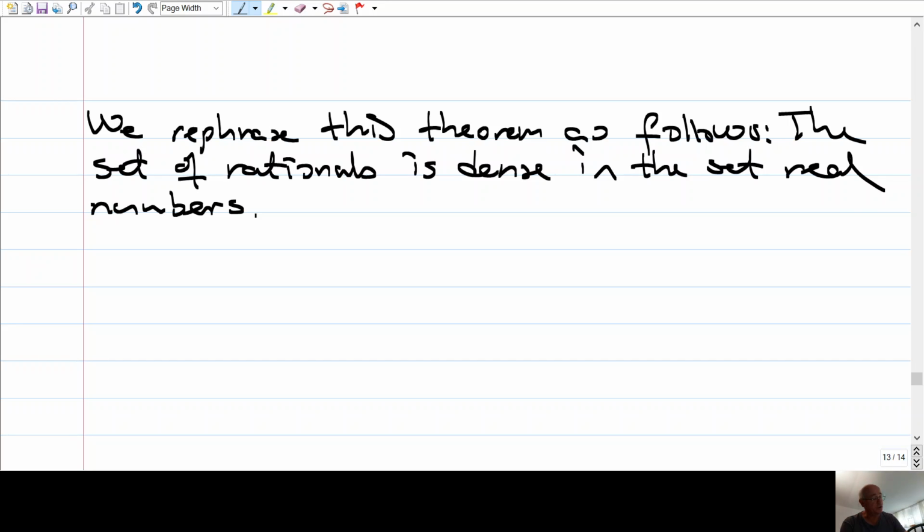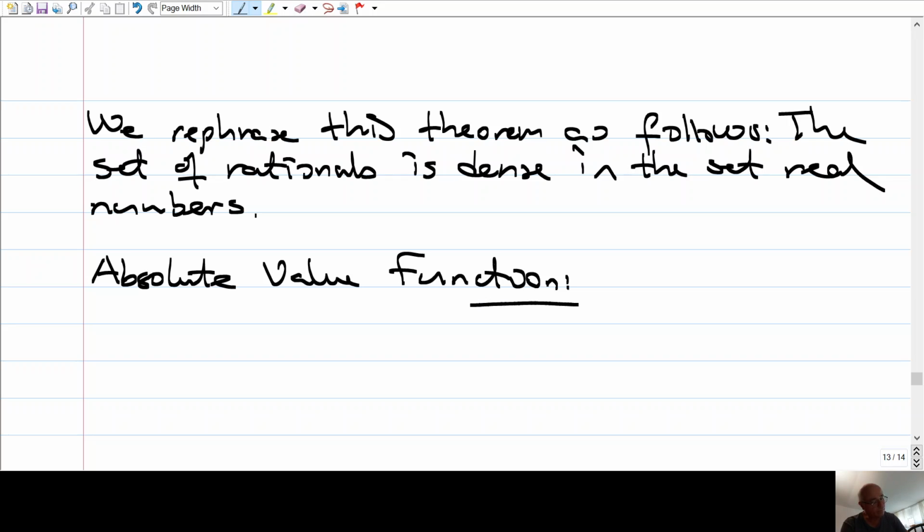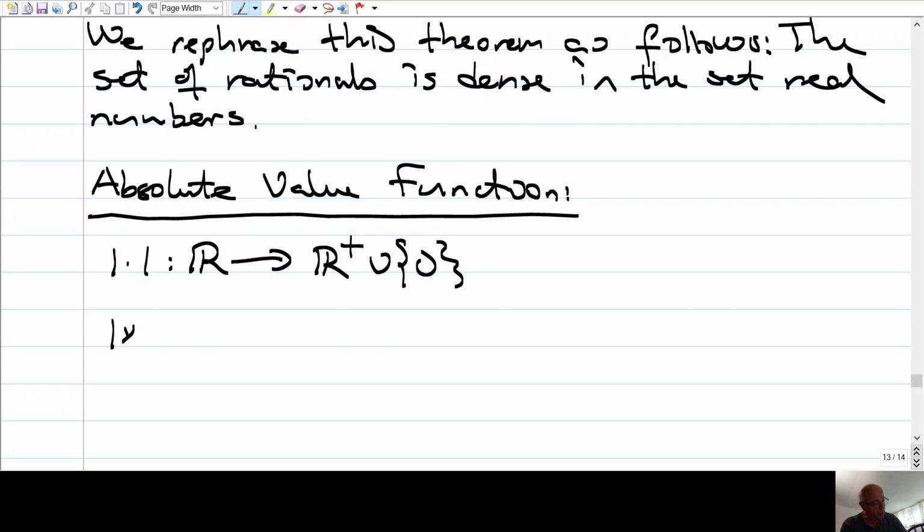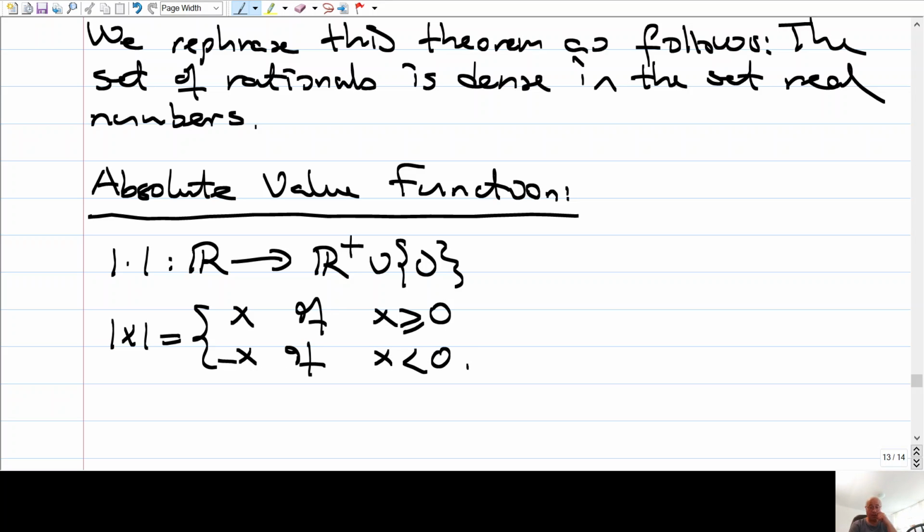Another important function for real numbers is the absolute value function. Let me also talk about that. The absolute value is defined from the reals, and it takes values in the set of non-negative real numbers. It is defined as follows: the absolute value of any real number x is just x if this number is non-negative, and it is minus x if it is negative.